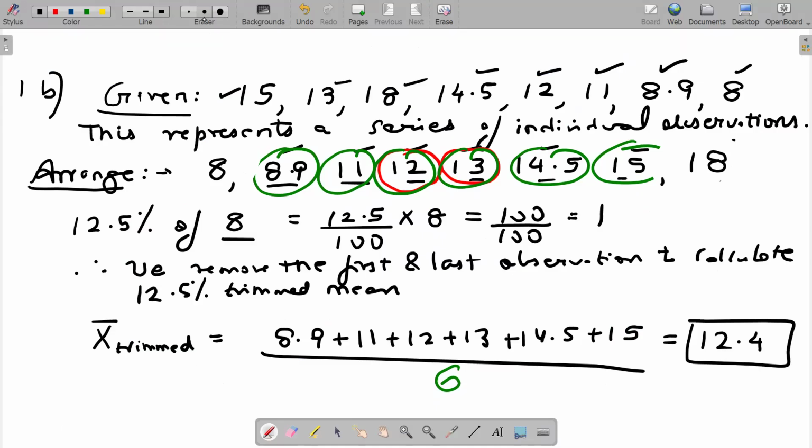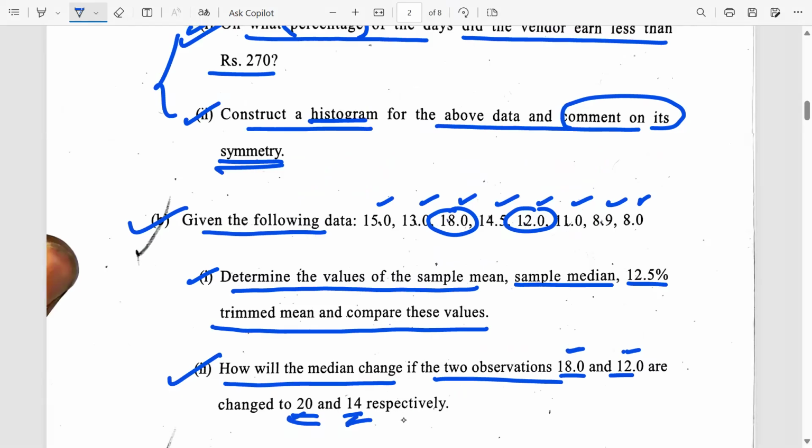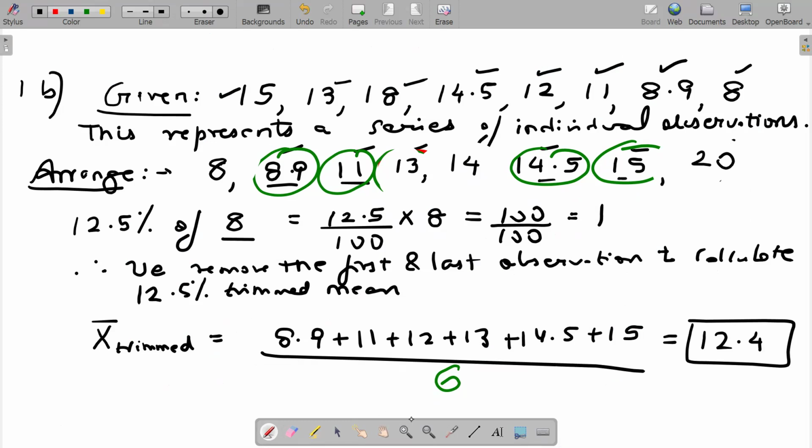So 18 and 12 are replaced with 20 and 14. So 20 and 14 will come after 13. So I can erase this also and I can write 13 here and 14 here. Basically, all we had to do was replace what was given to us with 14 and 20. So replace 18 and 12 with 20 and 14. In the data, instead of 18 and 12, we have 14 and 20. So this is my new arranged data.